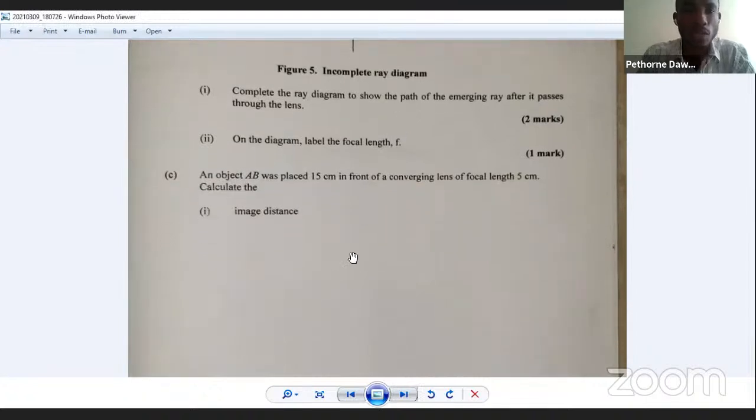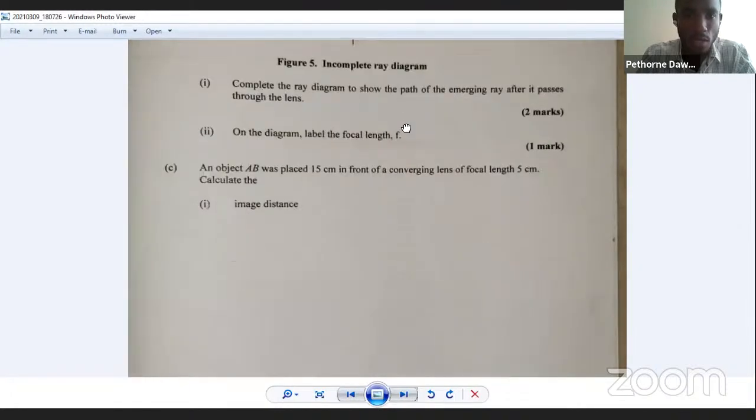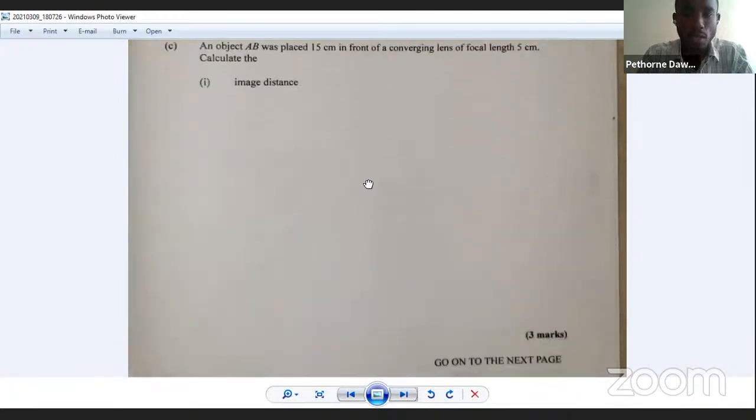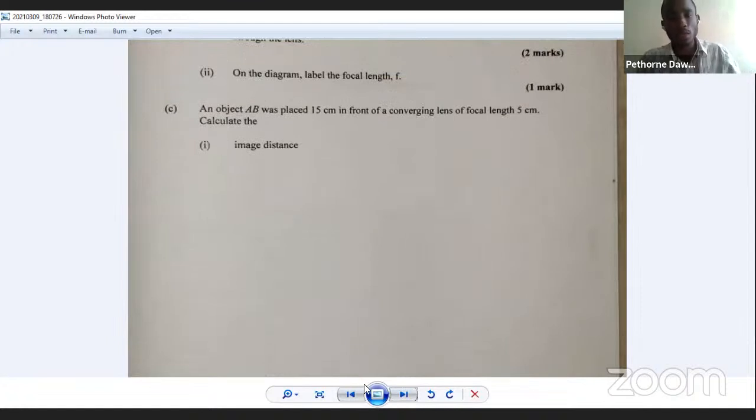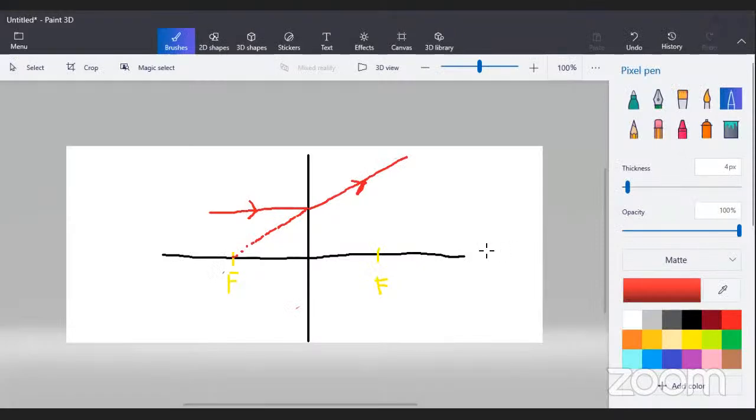Now, an object was placed 15 centimeters in front of a converging lens. So this is a different lens now. That's a diverging. We're now talking about a converging lens, focal length 5 centimeters. It says calculate the image distance. Do we know the equation that relates focal length, image distance, and object distance? Yes or no? Yes, sir. All right, that's a no.